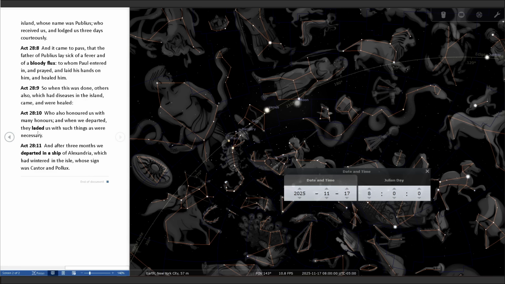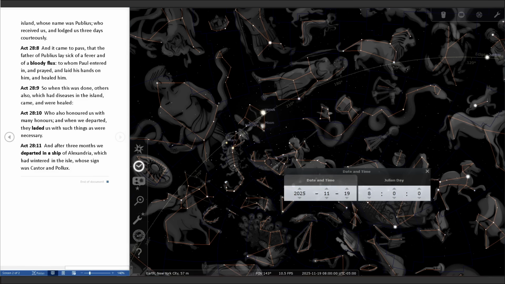And then in verse 10, it says that the people of the island laded them with supplies. And laded there could be a reference to the scales, aka Libra. I'm not real sure about that, but let's just move the moon forward to that point. So that takes us to November 19th.